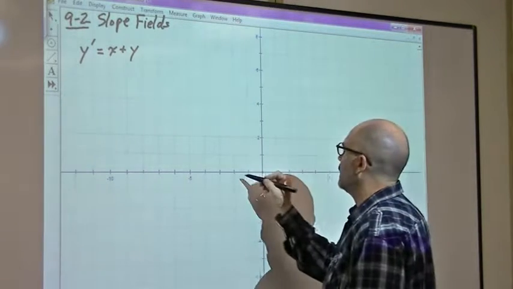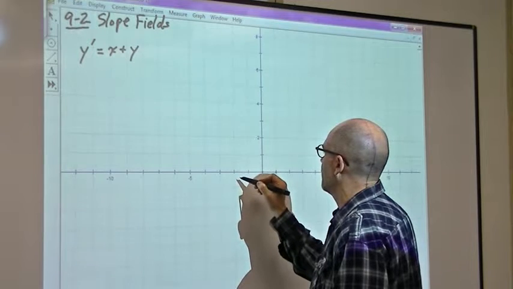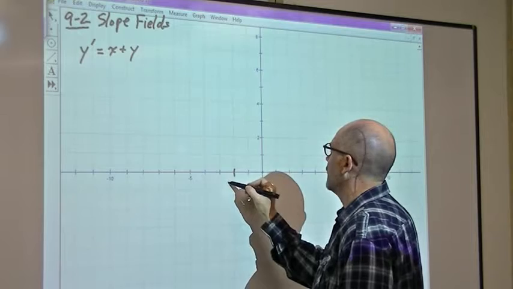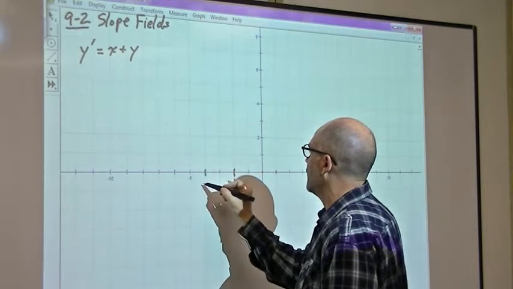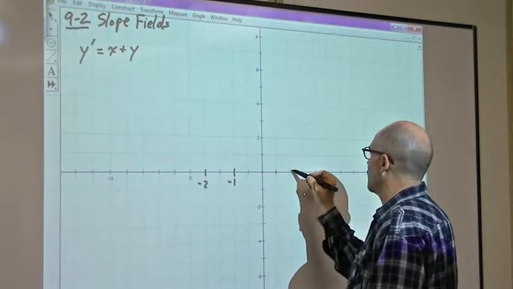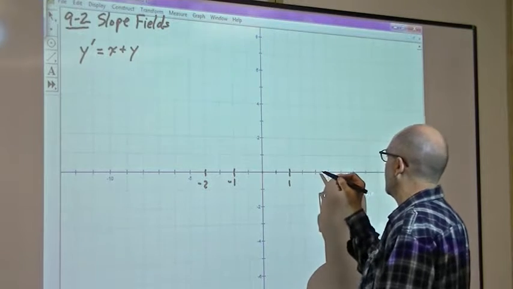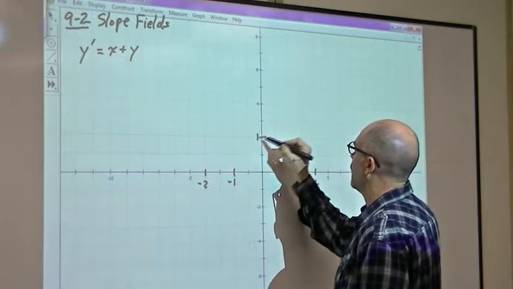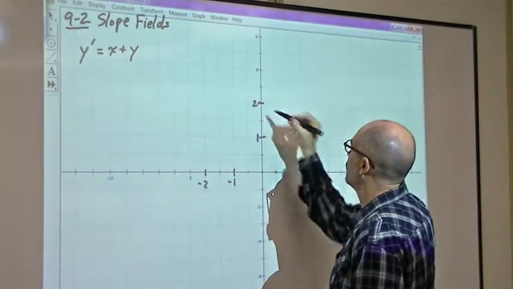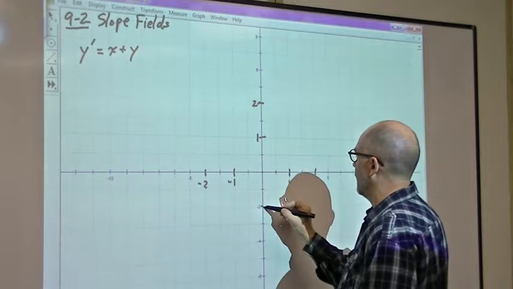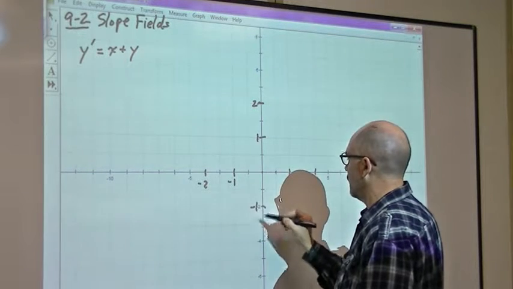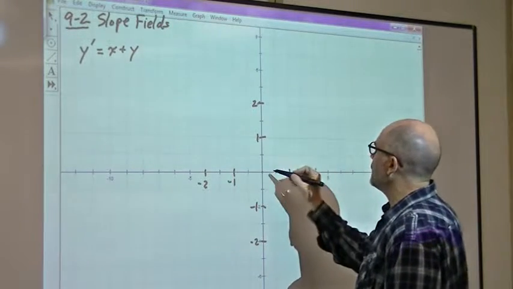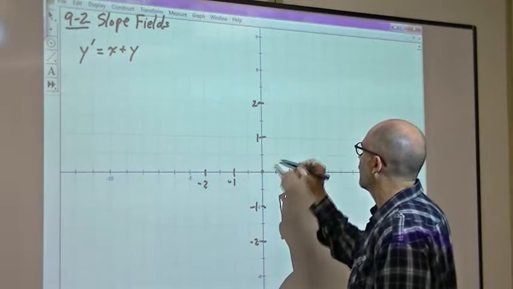So let's make every 2 blocks 1. Here is -1, here's -2, here's 1, here's 2, and same thing this way. So this is 1, and this is 2, -1 and -2.